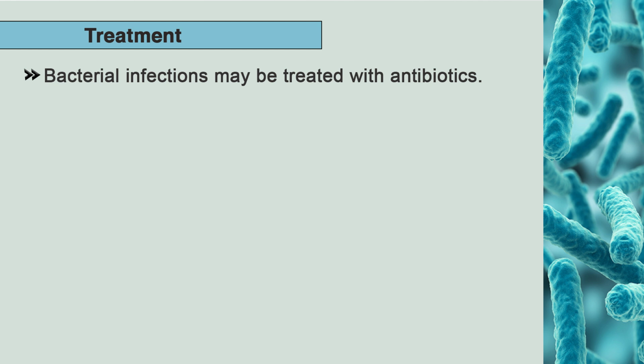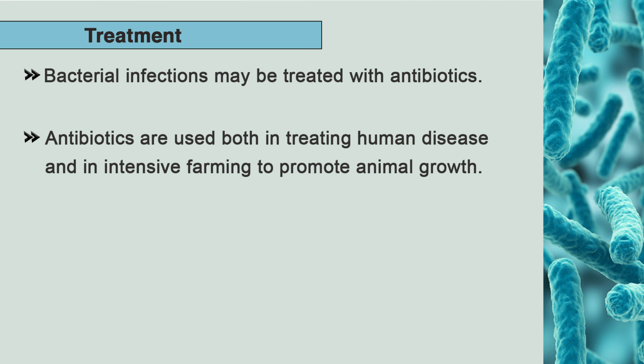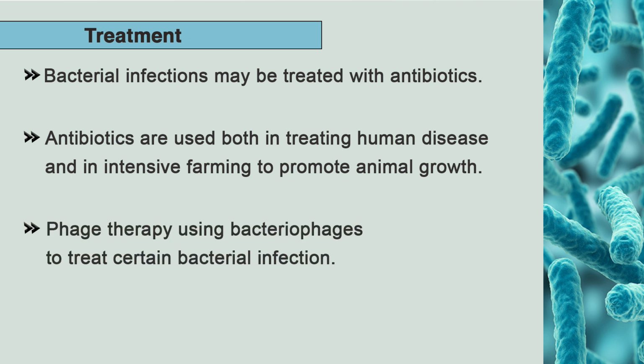They are classified as bactericidal if they kill bacteria. There are many types of antibiotics, and each class inhibits a process that is different in the pathogens from that found in the host cell. Antibiotics are used both in treating human diseases and in intensive farming to promote animal growth. Phage therapy using bacteriophages can also be used to treat certain bacterial infections.